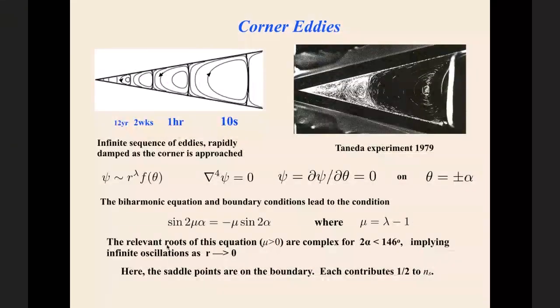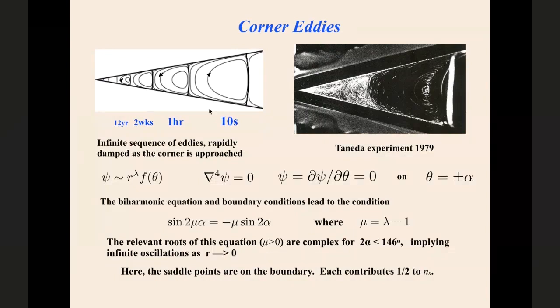And what is interesting is that the relevant roots of this equation, relevant being mu greater than 0, are complex. They're all complex if the angle 2 alpha, the total angle, is less than 146 degrees. And a complex exponent here implies infinite oscillations as r tends to 0. See, if lambda is p plus iq, then you've got r to the p, e to the iq, which is like cos(q log r). And as log r goes to minus infinity, you get these infinite oscillations.